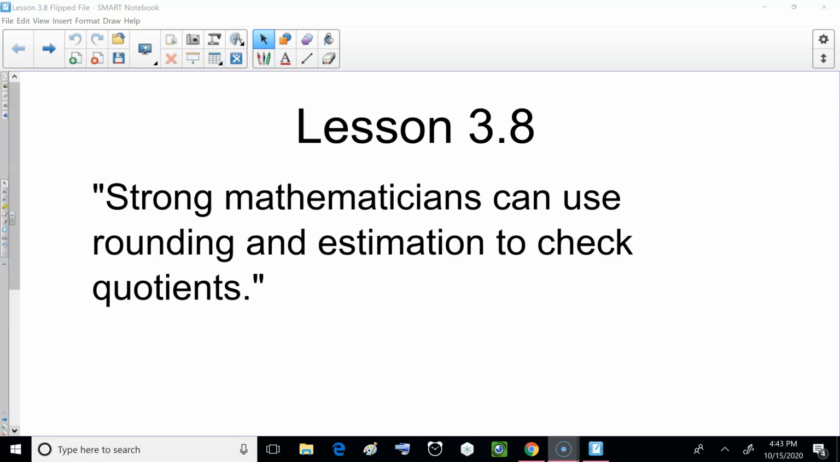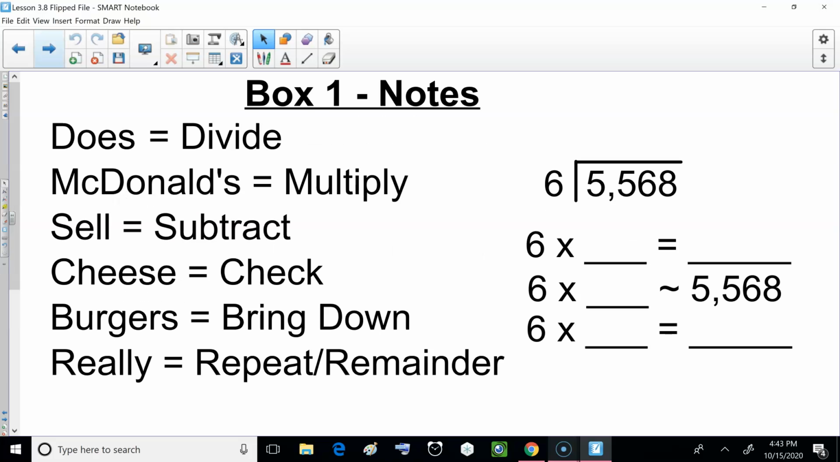Some more vocabulary: quotients. What does that mean again? You can always look back in your notes if you're taking good notes. As our song said before, it said divide, multiply, subtract, check, bring down, repeat. Reminder: does McDonald's sell cheeseburgers? That really is our quote. And that kind of estimation thing is what we're talking about today. We're going to probably write this part down in our notes.